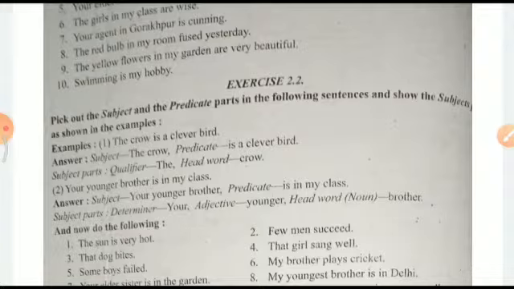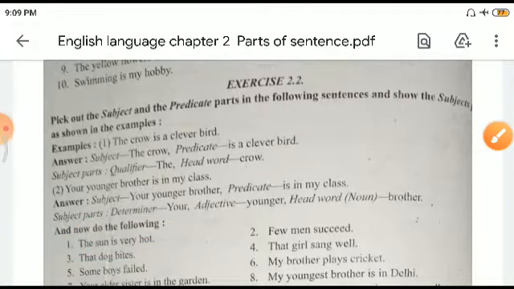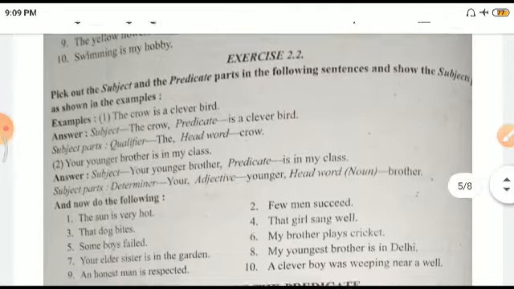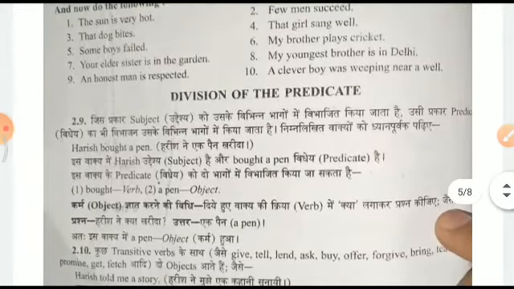So now let us do the first question from the exercise. The sun is very hot. Here the subject becomes the sun, and is very hot will be the predicate part. Few men succeed. The subject becomes few men, and the predicate part becomes succeed. And this is how you will be doing it. Now let us go to division of the predicate.